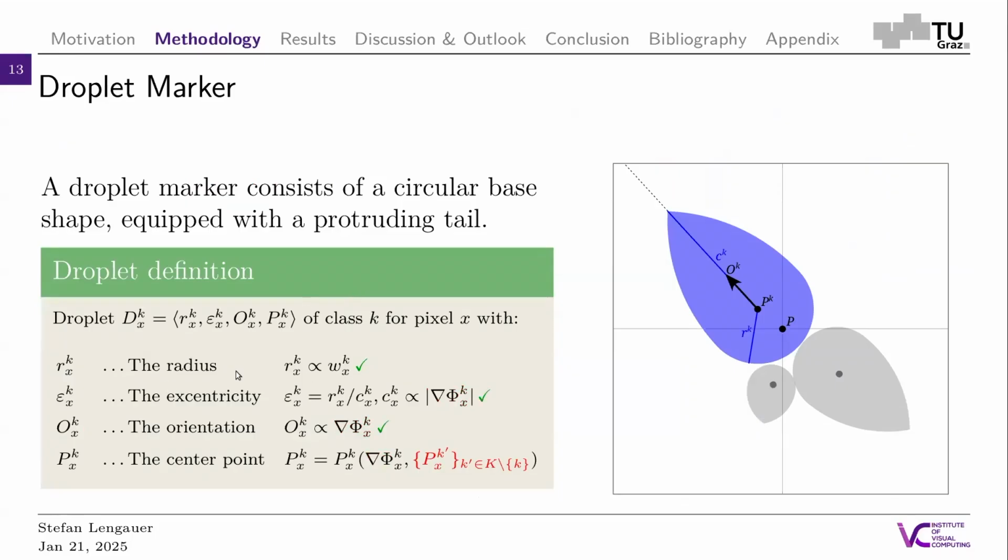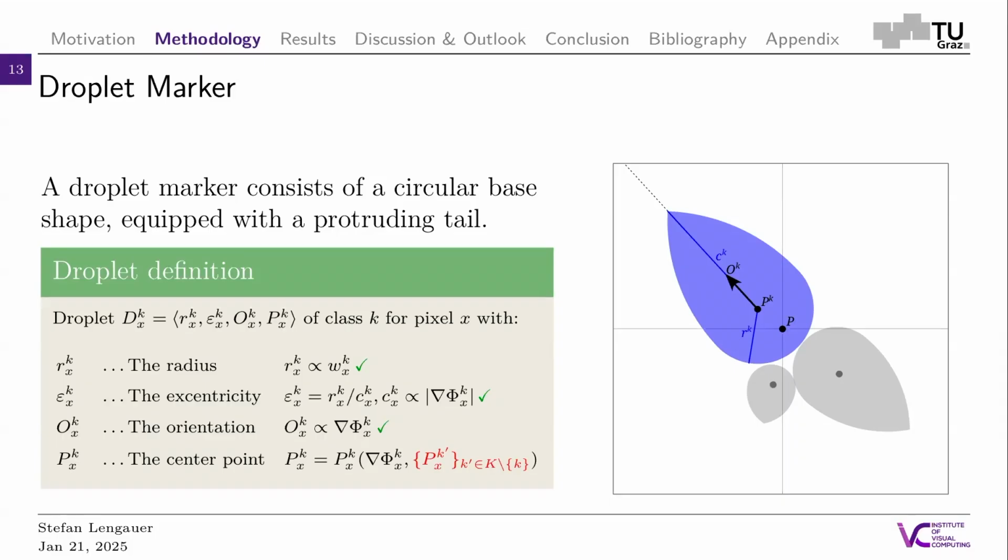With the attraction potential, the eccentricity as well as the orientation is now fully defined, and also the locations of the center points to some extent. Only for the center points, there's still a bit of a question mark because we also need to consider the locations of all other droplets. And that's unfortunately a bit more complicated in a first implementation, which we also submitted to the challenge.